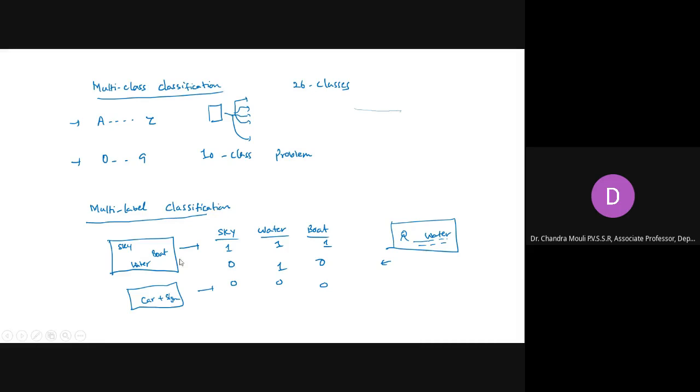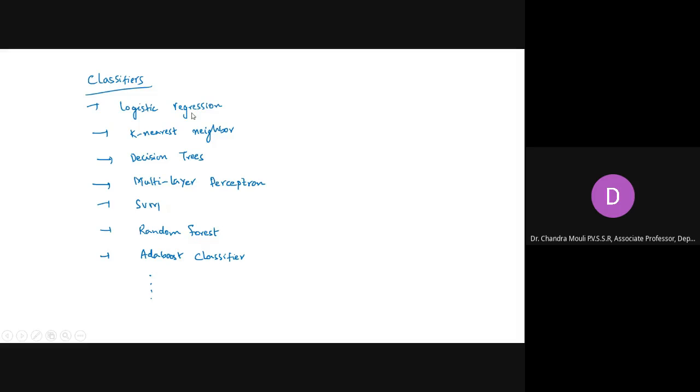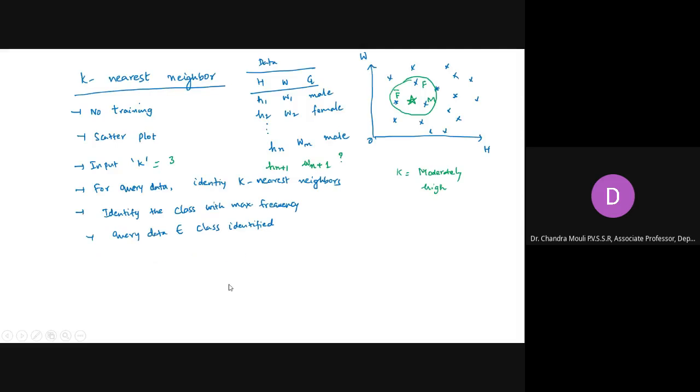And in multi-label classification, you can have some RGB images where you have more than one object of interest, and you need to map them into more than one label for every data item or every image. And these are the possible most important classifiers.